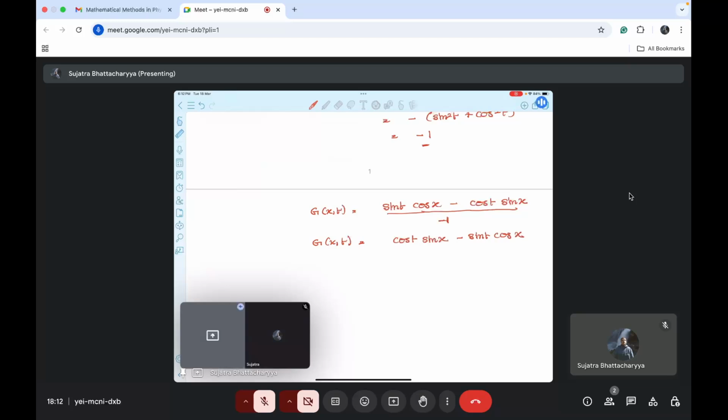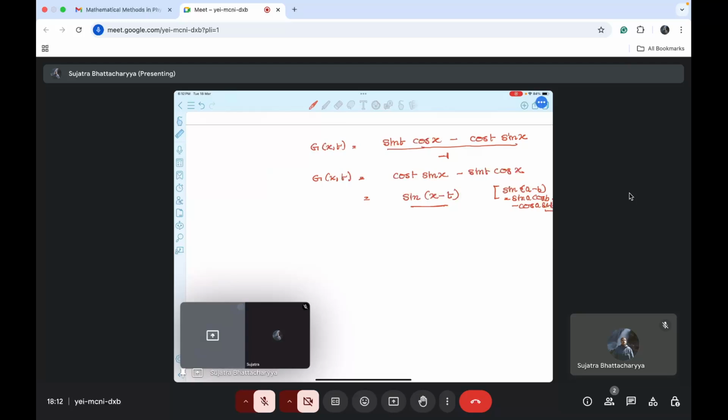So what will it be? You can clearly see that we can write this in terms of sin a minus b, sin a cos b minus cos a sin b. Right? So this can be written as sin of x minus t, because sin of a minus b is nothing but sin a cos b minus cos a sin b. That's all. That is what we are doing. So we can write this function as sin(x minus t).